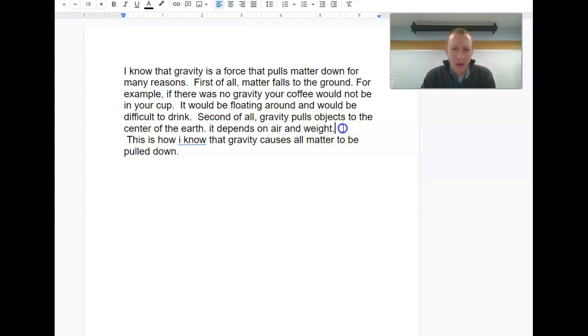It depends on air and weight. Okay, well, what does that mean, right? Not a lot of details here. I think this person's trying to talk about how the bowling ball and the feather fall at the same speed if there's no air, right? But if there is air in the room, the feather gets caught up in that air resistance and the bowling ball falls much faster. So I think this person needs to explain that better.